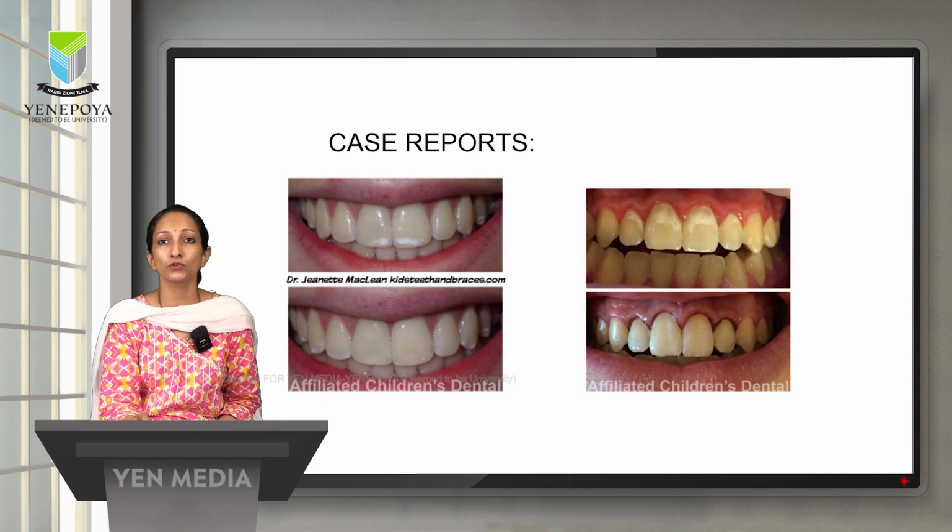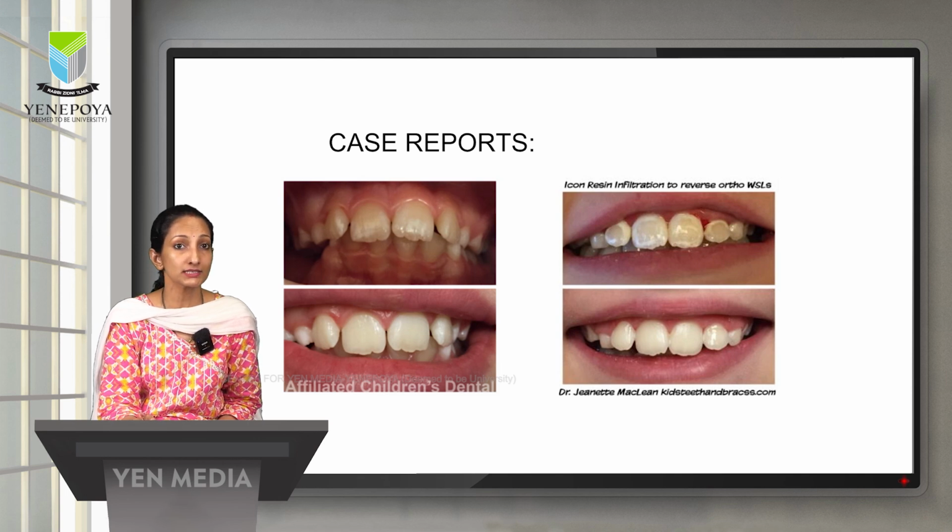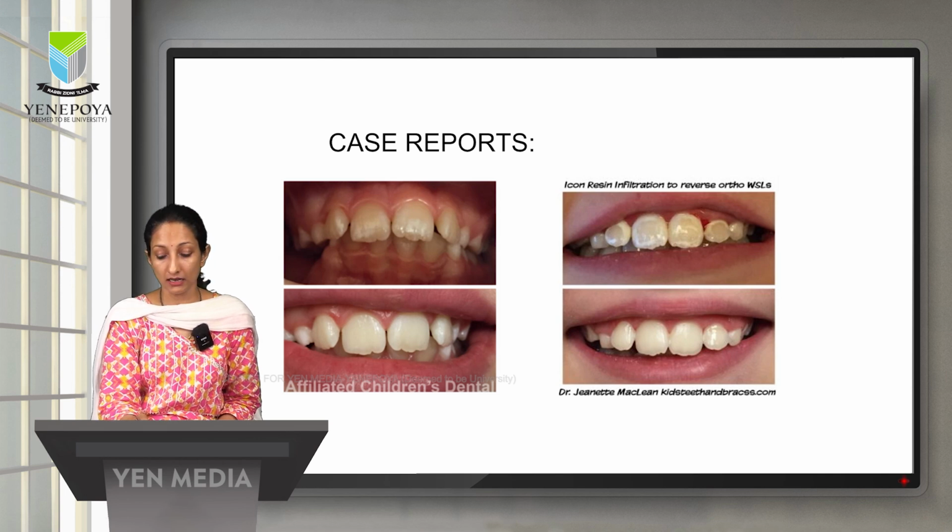This is another case of fluorosis where we can see that a good amount of lesion is corrected with the Icon infiltrant. These are two other cases where the fluorosis case again has shown an excellent result with resin infiltration, and this is post-orthodontic discoloration, also treated very well with resin infiltration. So these are the end results with resin infiltration. If done effectively, it can give excellent results.